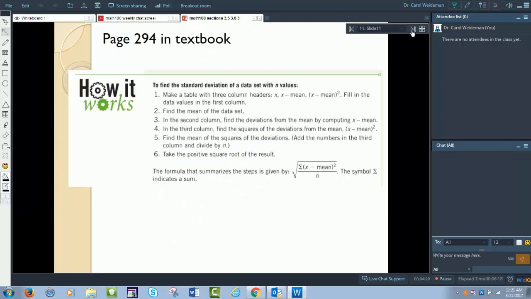On page 294 in your book is a picture, a little block that shows you how it works. I'm going to recommend that you always use the table approach that I just showed you because it makes it really easy to do the calculations.